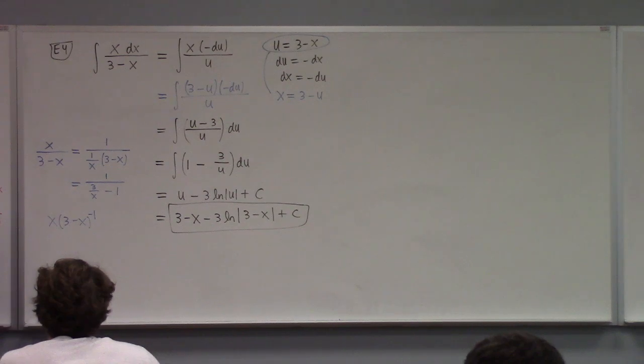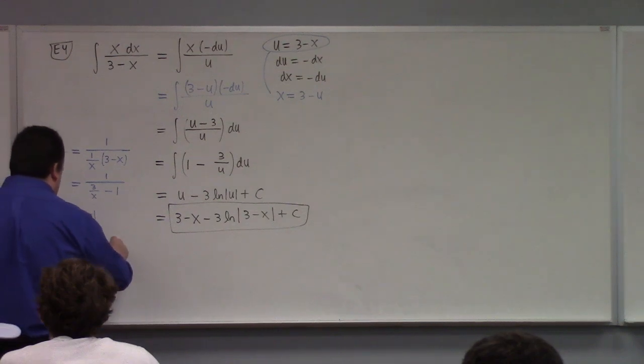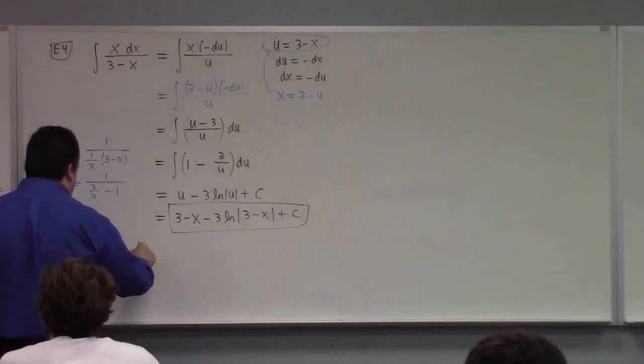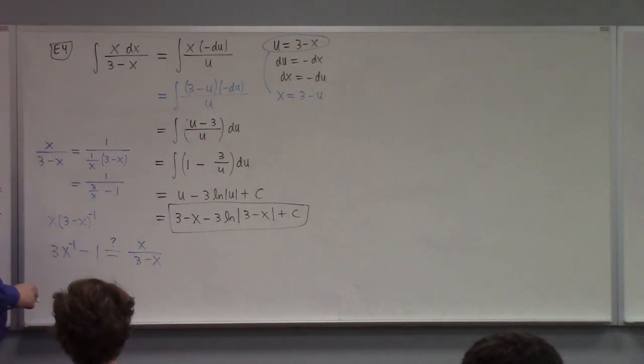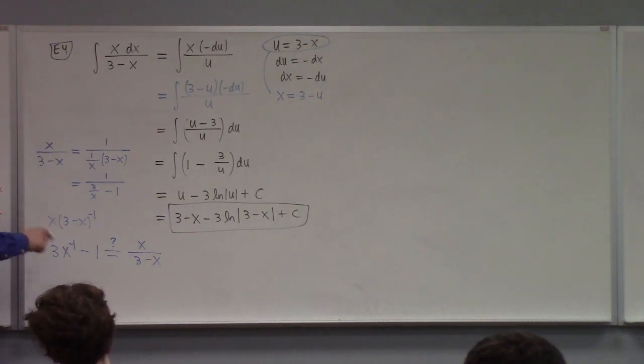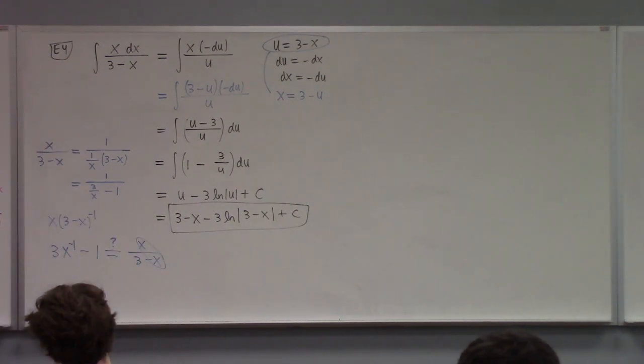No. Looking at it as 3x to the negative 1 minus 1. Or, yeah, say that again, 3x to the what? 3x to the minus 1. Minus 1? I guess the question is, is that equal to x over 3 minus x? Oh, the answer is no. We can't do that. These do not cancel like that. That's bad algebra. It doesn't simplify that way.